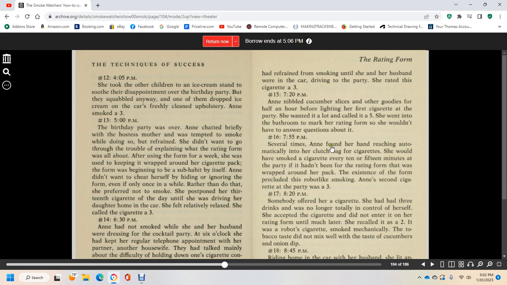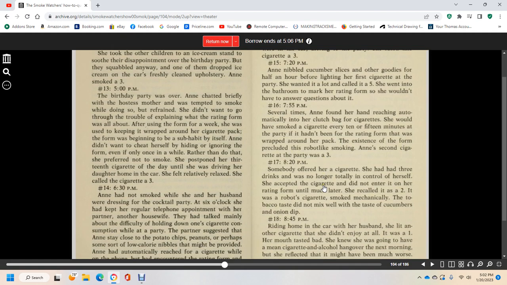At 7:55, several times Anne found her hand reaching automatically into the clutch for her cigarettes. She wanted to smoke a cigarette, even a cigarette every 10 to 15 minutes, after the party. If it hadn't been for the rating form wrapped around her pack, the existence of the form precluded robot-like smoking. Anne's second cigarette of the party was a 3.